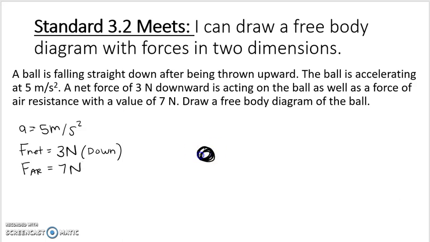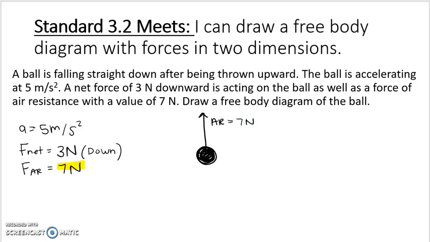So the first thing I'm going to do is remember that when I have an object that's falling, the only forces acting on it are the downward force and any air resistance in the opposite direction in which it's falling. If it's falling straight down, I know that my air resistance force, I'm going to label that AR, is going to have an upward direction. I also know from the problem that it's 7 newtons. So air resistance is equal to 7 newtons.